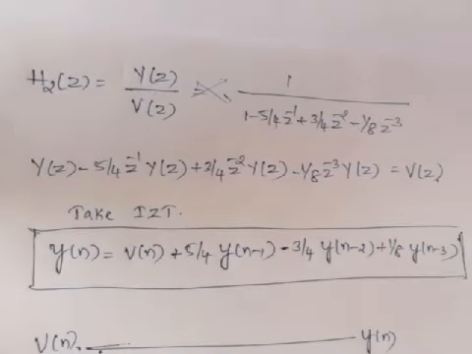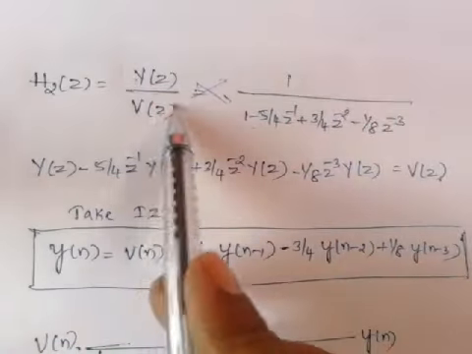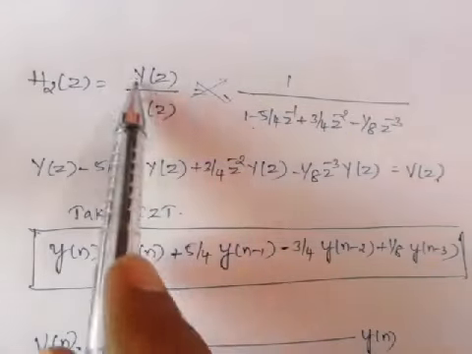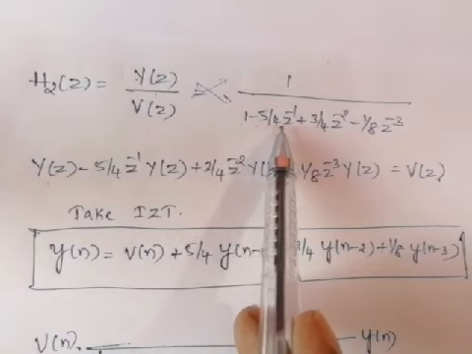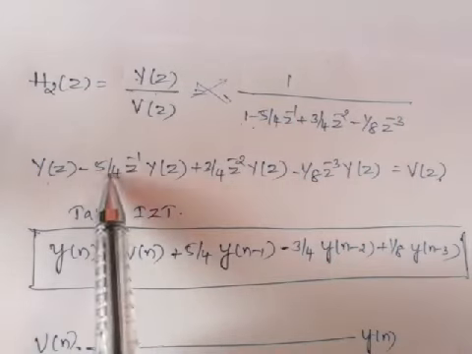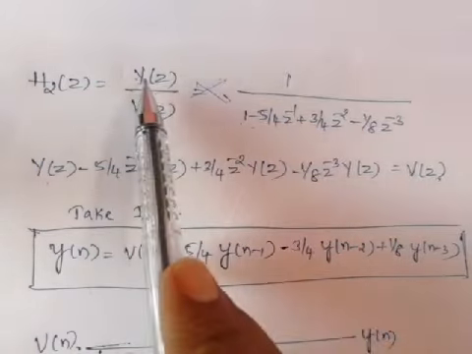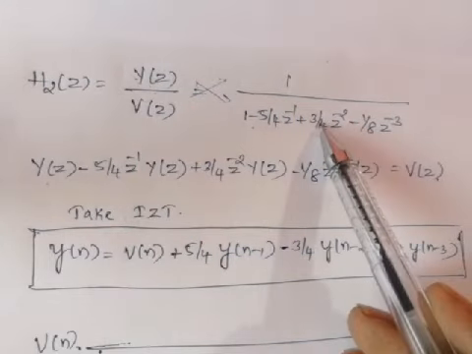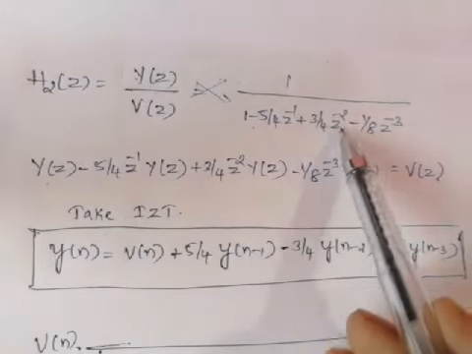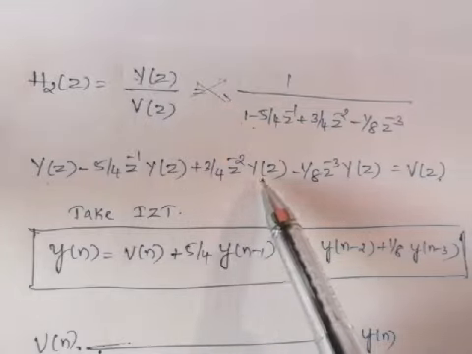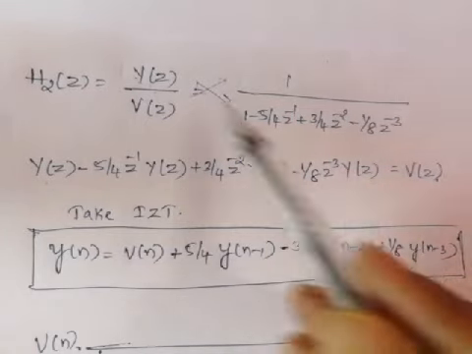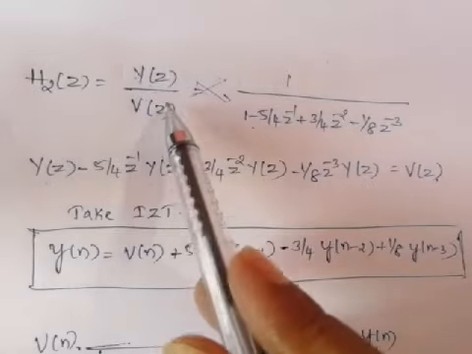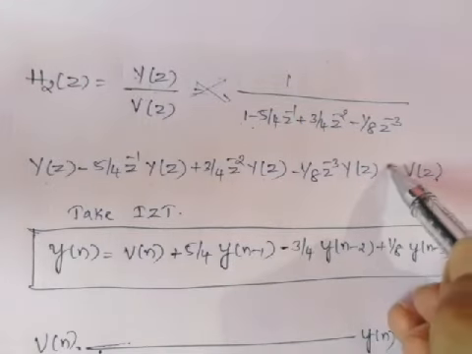This term will go to the left side, and this term will go to this side. That is Y of z into 1, Y of z into minus 5 by 4 z to the power minus 1, that is minus 5 by 4 z to the power minus 1 into Y of z. Next, 3 by 4 z to the power minus 2 into Y of z. Next, minus 1 by 8 z to the power minus 3 into Y of z. This will go to this side, that is equal to V of z.